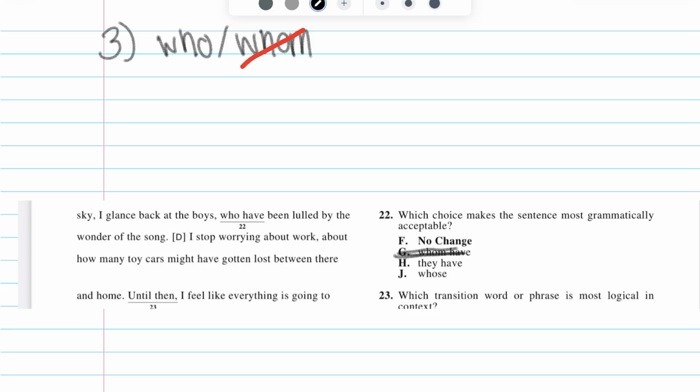Number 22 is asking which choice makes the sentence most grammatically acceptable. You're going to have to see who they are talking about, or whose they are talking about. Who is going to refer to the subject. In this context, it says, I glance back at the boys who have been lulled by the wonder of the song. If you put they have, that's a little clunky. And then whose would be a little bit more of a group. So on number 22, the answer is going to be F.